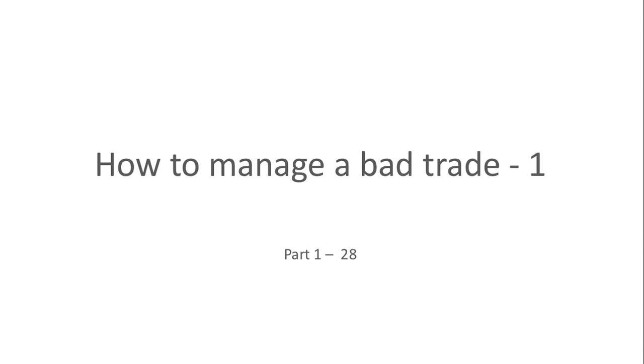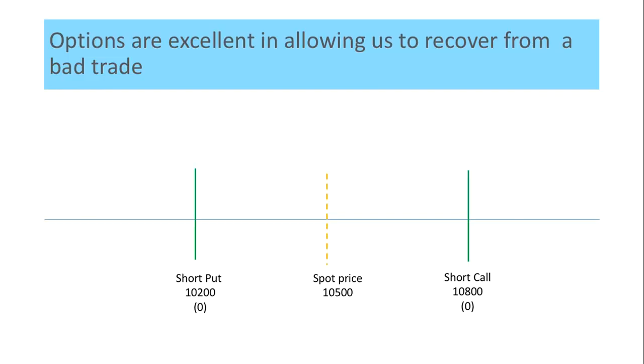So even though we have robust risk management plans, within our entire risk tolerance range, if we see a trade going bad, what is it that we can do? So let's take an example.